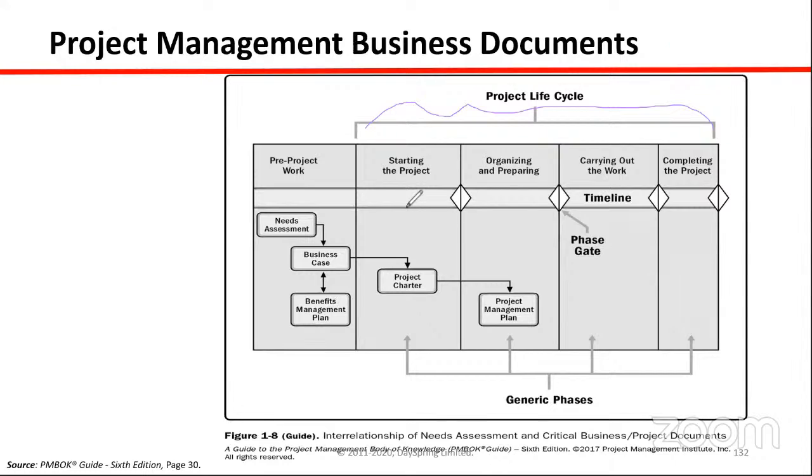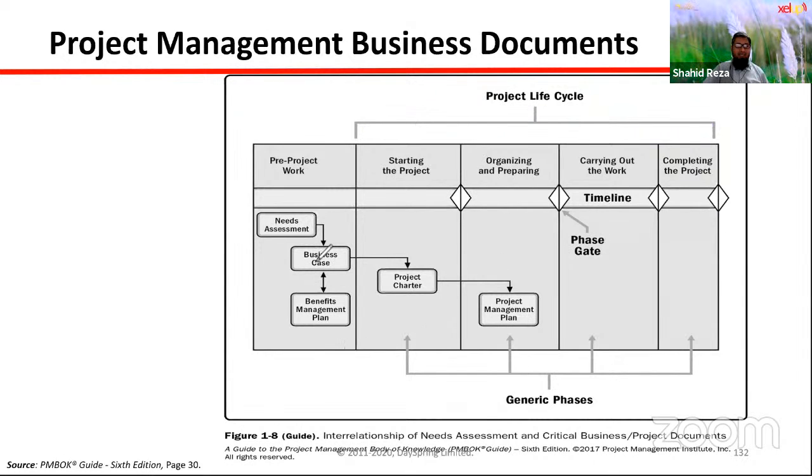I have a question, please. Please. Is the benefits management plan part of the business case? Because there is an arrow linked sequentially: under the needs assessment, the business case, and under the business case, the benefits management plan. So is there a sequential relationship? I have actually not explained this figure yet. Let me explain first. Okay.